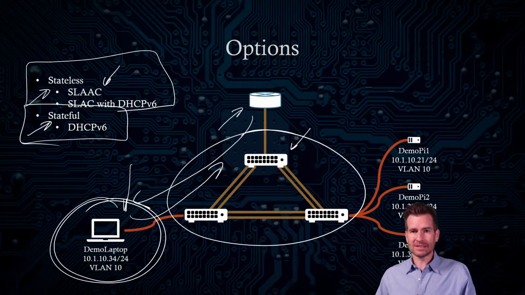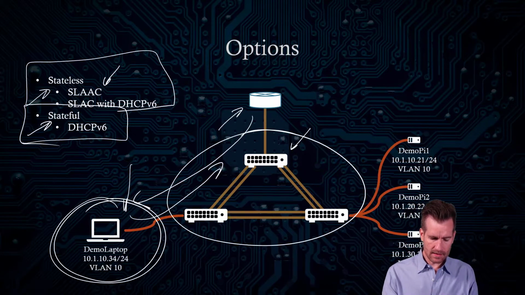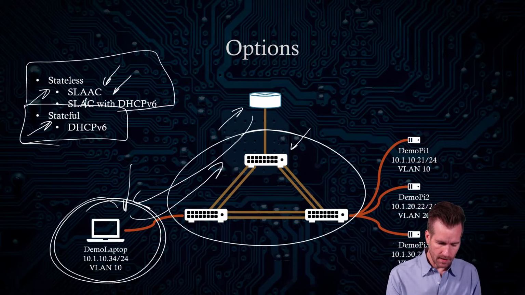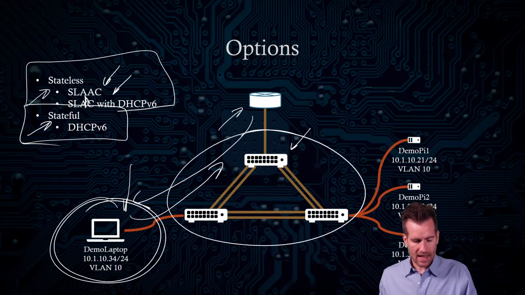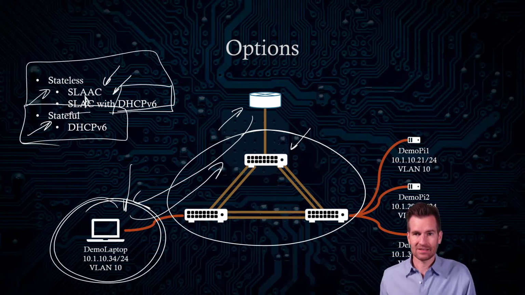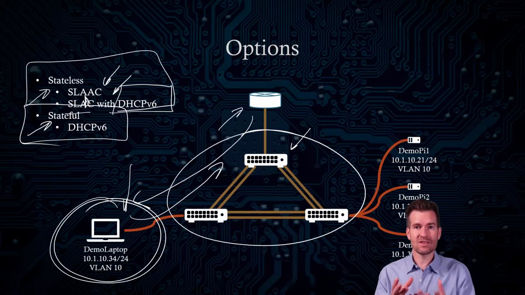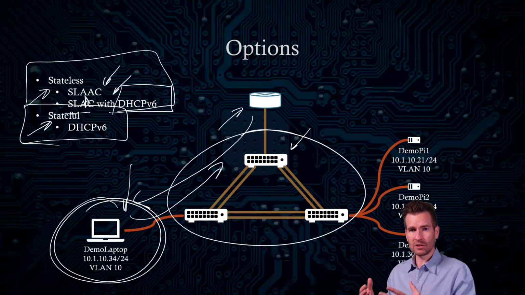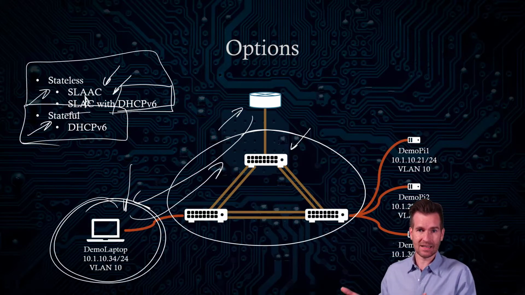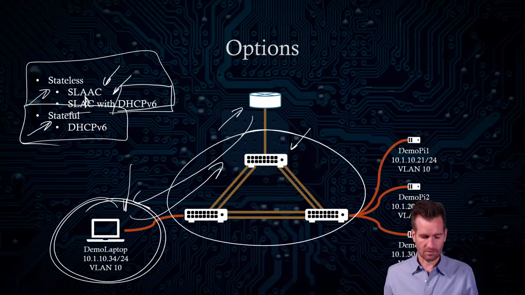There are times when SLAAC doesn't give all of the information that we are going to need for our network. In that case, we can use SLAAC with DHCP version 6. Essentially, the information that's sent out is, yes, here's the network information for you to create your own address, but also consult with the DHCP version 6 server so that you can get some additional information.